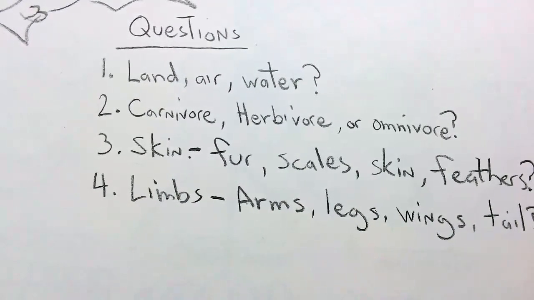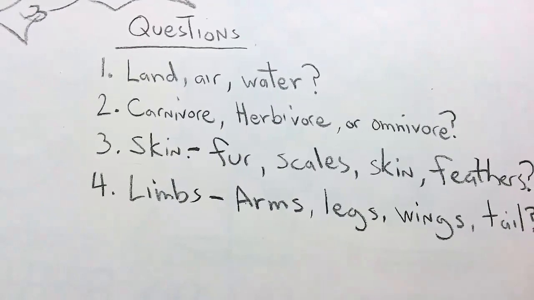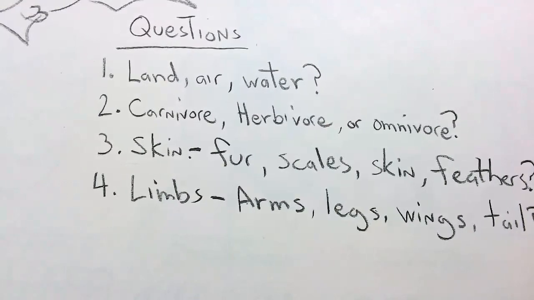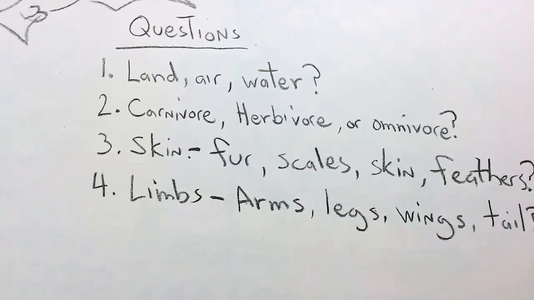So what I'm referring to in this is your animal going to have wings? Is your animal going to have a tail? Is your animal going to walk on 2 legs or 4 legs? Is it going to have 2 legs and 2 arms? These are the questions that I want you to answer in your drawing.